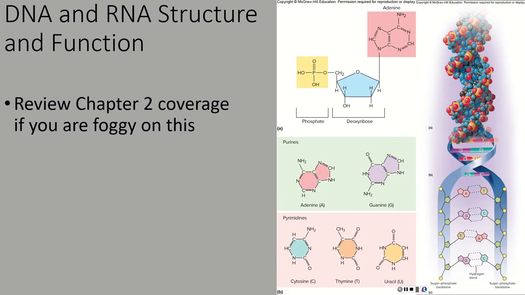So first, let's refer you back to chapter 2 at the very end when we were looking at organic macromolecules, DNA and RNA structure and function. We're not going to go through and refresh that. I am just going to refer you back to chapter 2 if you're a little foggy on this. Hopefully it's still pretty fresh in your mind because it wasn't that long ago. But if you're not really comfortable with this, go back and listen to the last lecture of chapter 2 when we discussed the structure and function of DNA and RNA.